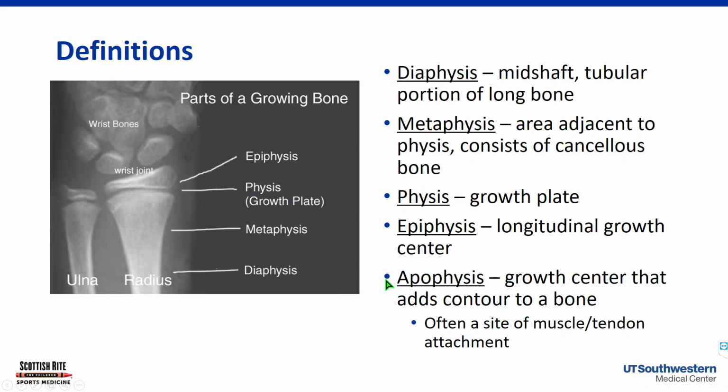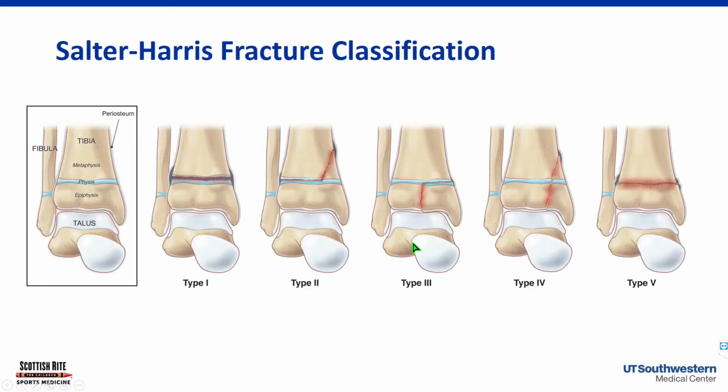So for example, in the pelvis, we have lots of apophyses, or on the front of our knee, our patellar tendon attaches to an apophysis on our tibia. Those also are susceptible to injuries, but the apophysis is slightly different than the physis and the epiphysis, which are adding length to a bone. Those tend to add shape or contour to a bone.